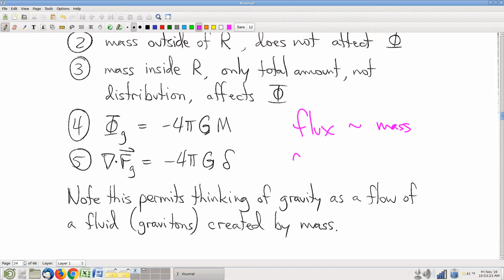Then likewise, flux density is proportional to mass density. Well, of course it is. The mass is creating the flux, and so the density of mass creates the density of flux. Okay. All right.